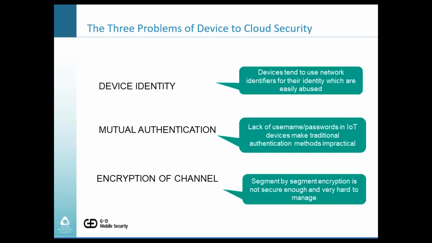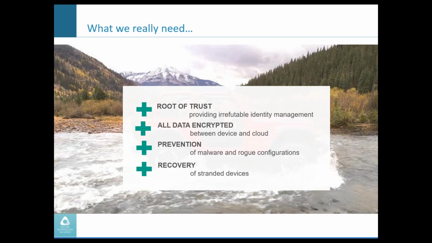The device to cloud security has further issues because we have IoT devices that don't have usernames and passwords. So the traditional means of authentication don't work here, and so we have to devise other ways, and it's usually using keys and certificates that the devices are able to identify themselves to a cloud, and we've got to make sure that the cloud can do mutual authentication of the device, as well as make sure that the encryption of all the data from the device to the cloud happens. Next slide.